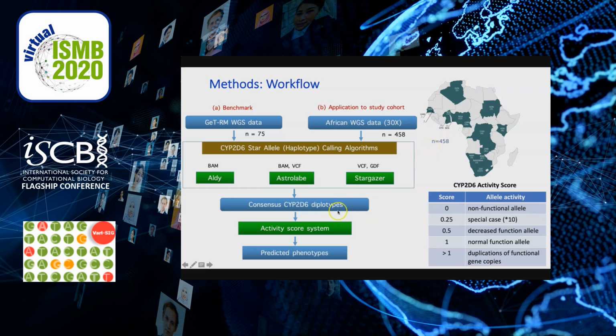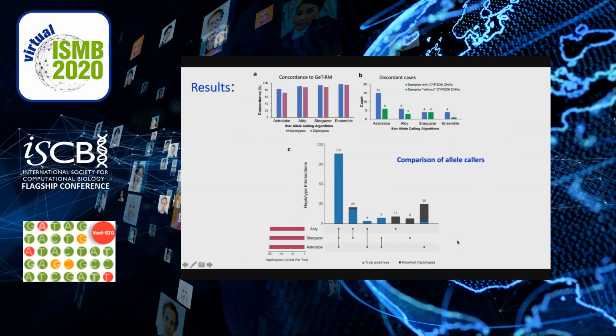After calling star alleles from the African data, we used the activity score system for the phenotype prediction. And here I've included on the right a breakdown of how we score different alleles based on their function.